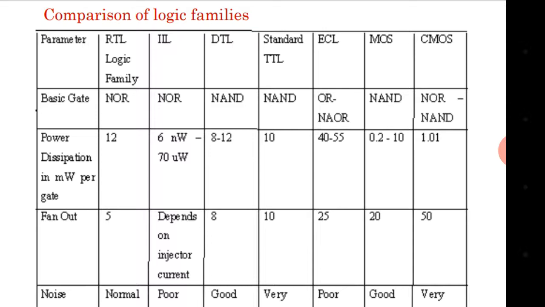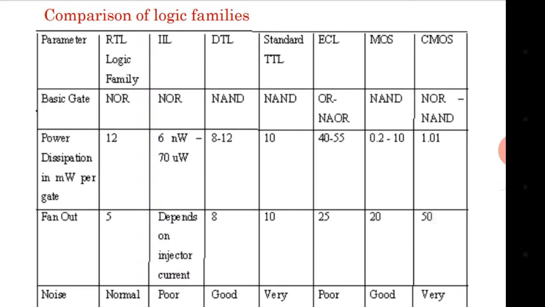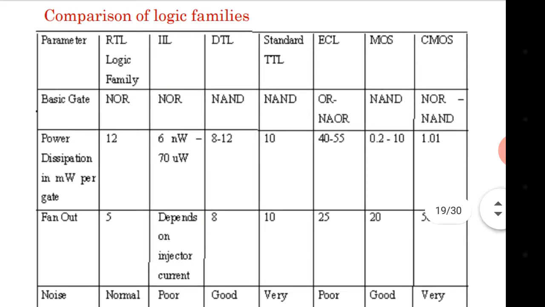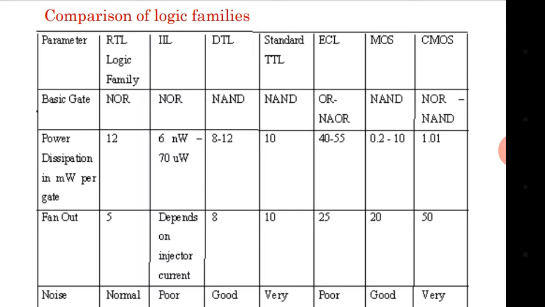For standard TTL, we have already covered the detailed description about the 2 input TTL NAND gate, also the open collector and totem pole in our previous lectures. For standard TTL gate also NAND is the basic gate. ECL is NOR; it should be NOR, by mistake it is written differently. For the MOS family it is NAND, and for CMOS it is NOR or NAND.